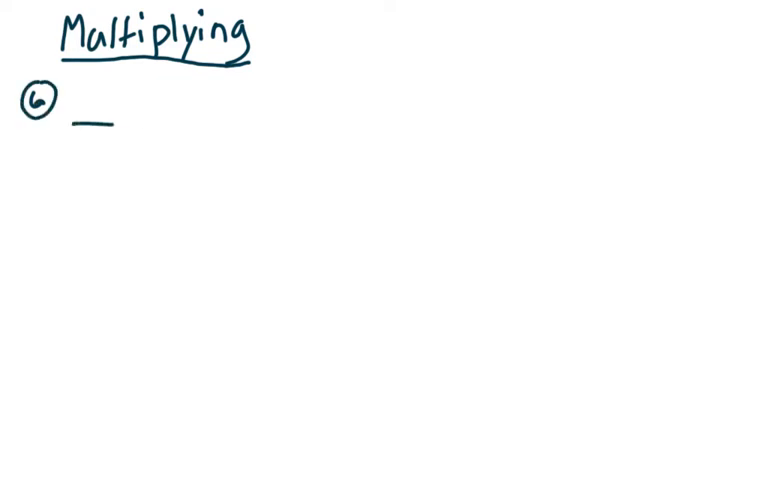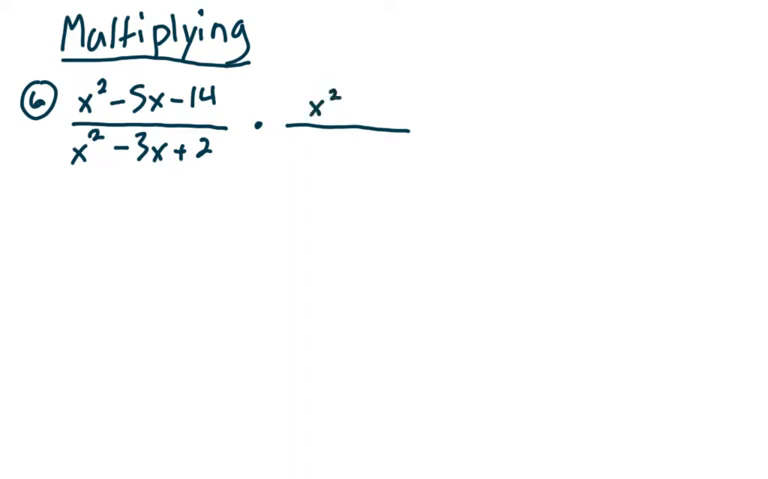So number 6, let's do x squared minus 5x minus 14 over x squared minus 3x plus 2 times x squared minus 4 over x squared minus 14x plus 49. So our first step is we are going to factor each numerator and each denominator. So you can see why we spent so much time reviewing our factoring skills.